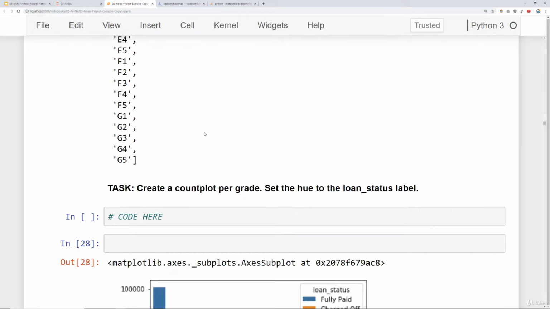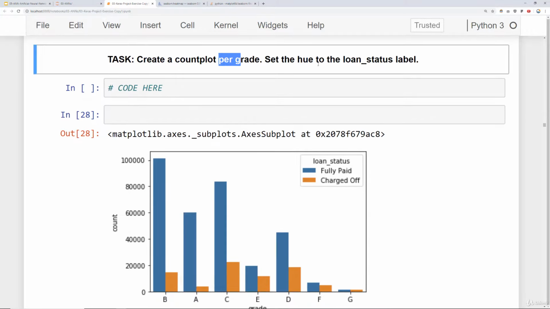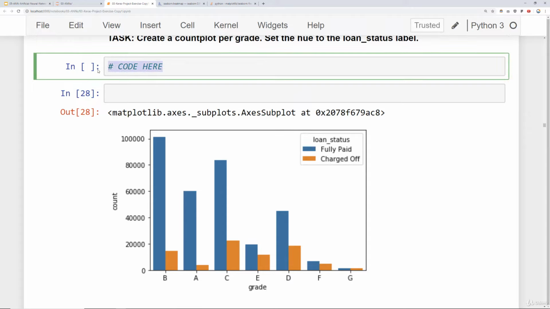Okay, so we scroll down here and we want to create a count plot per grade and set the hue to the loan status label. This way we can see if there's differentiation between fully paying off your loan or having it be charged off based off your grade. So we'll say sns.countplot. We'll say x is equal to grade. Data is our data frame. And here the hue, we'll go ahead and have it be our loan status.